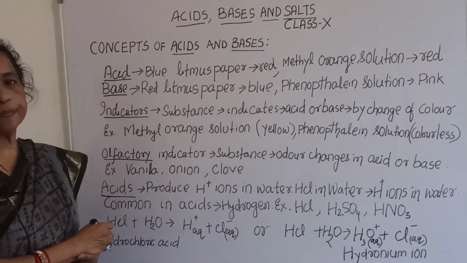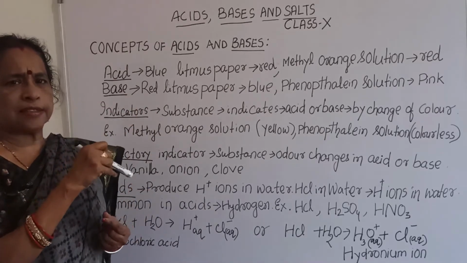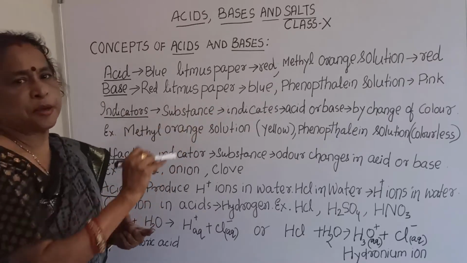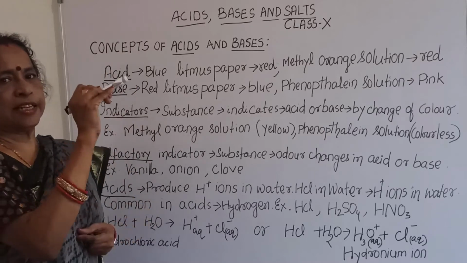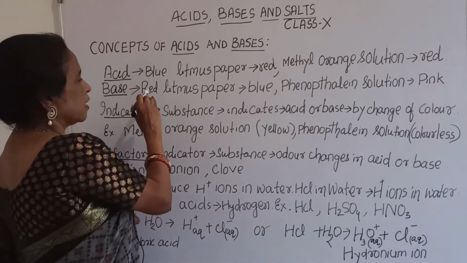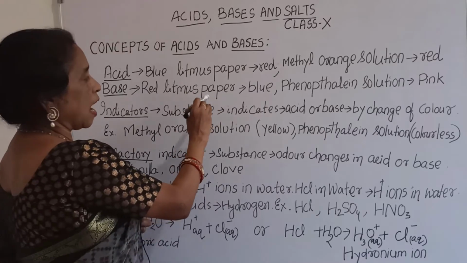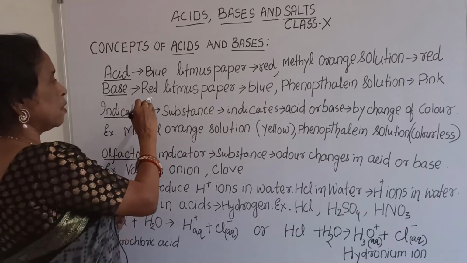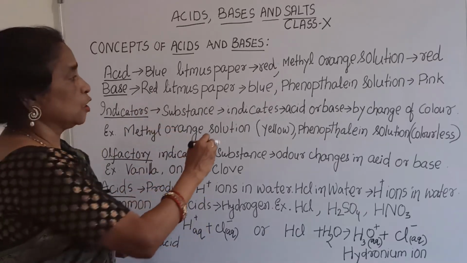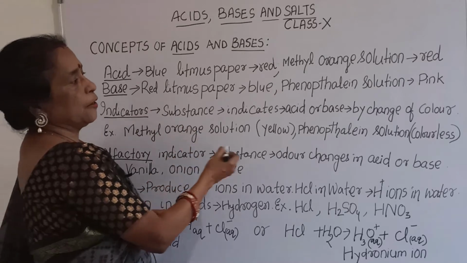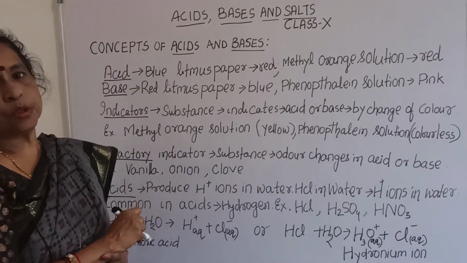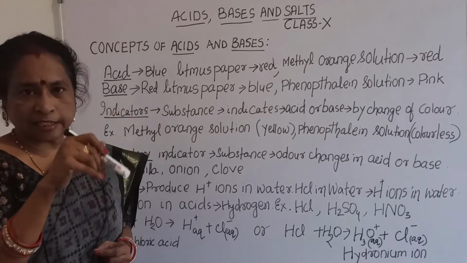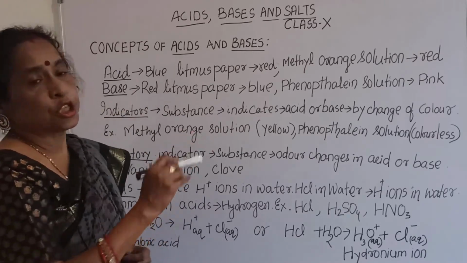Then come to base. So again you take base. Then what is the base? We will clear that later. First suppose you know this is a base. Then you take base in a test tube and add red litmus paper, then the color changes to blue. That means red litmus paper changes to blue. And similarly, if you add phenolphthalein solution to the base inside the test tube, the color changes to pink.